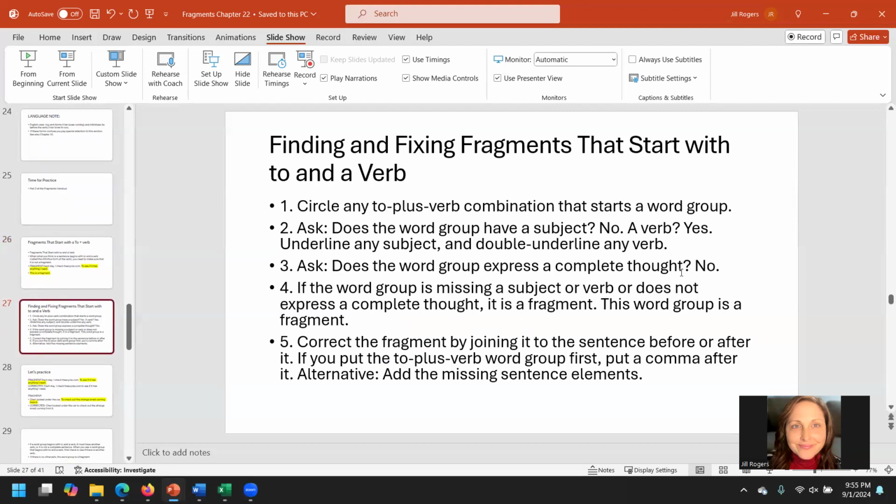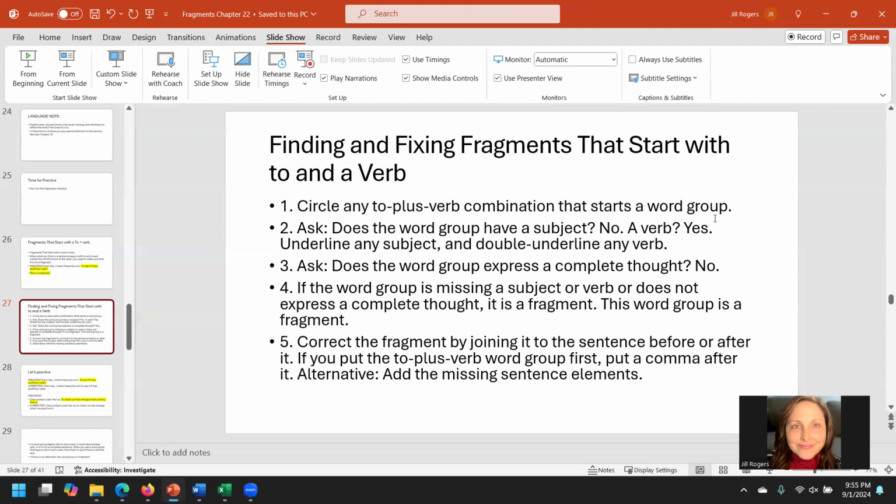Okay, so here's some more information, right? So in your own writing, you could circle or underline. If you're doing it on a computer, I guess underline works better than circling. But typically when you are drafting and revising, you might print out your paper so you can circle any to plus verb combination. That's any infinitive. To plus the V form of the verb, or to plus the base form of the verb.